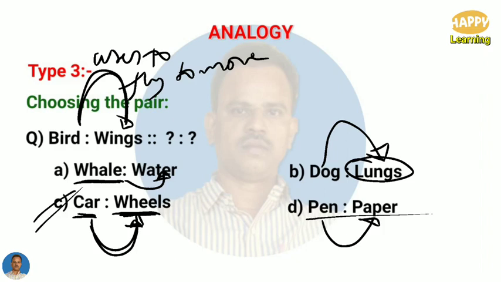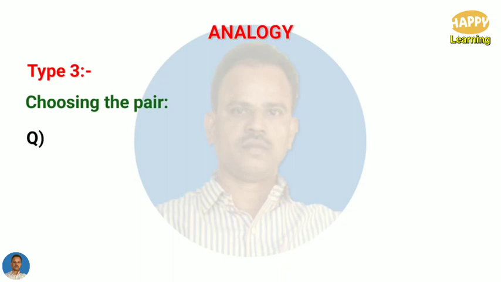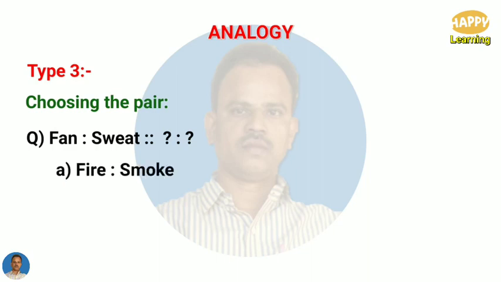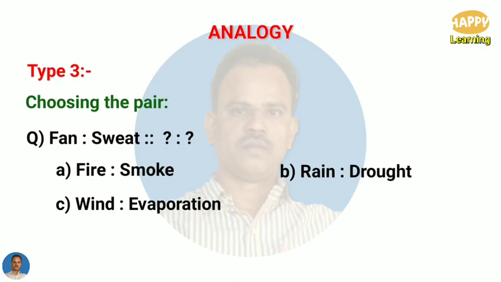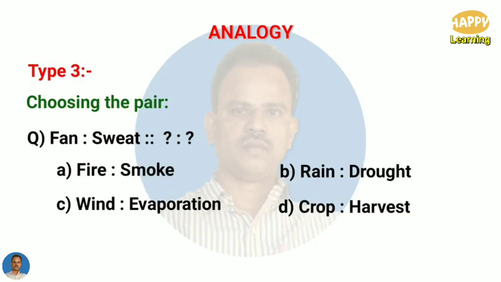Then next question. Fan is proportionate to sweat as dash. Fire, smoke. Rain, drought. Wind, evaporation. Crop, harvest. Fan, sweat. What is the relation between fan and sweat?